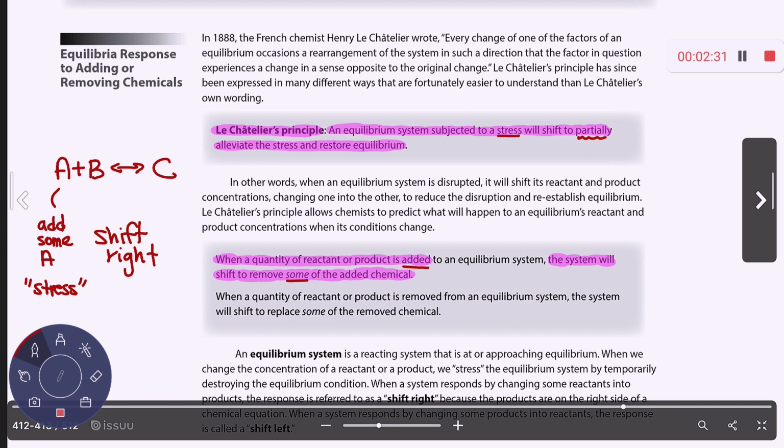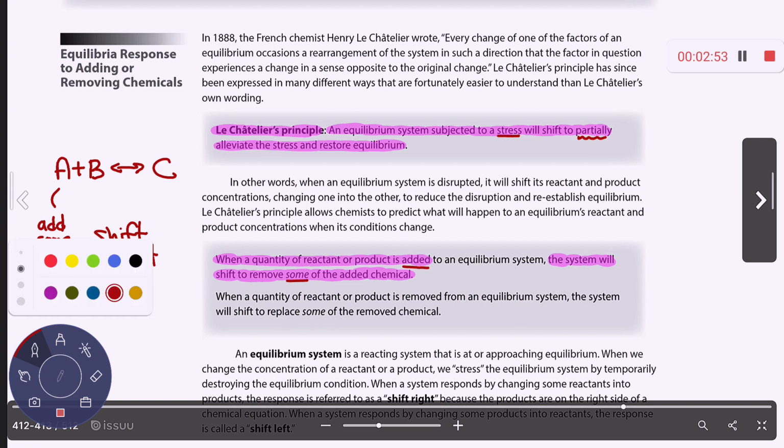So basically, when I shift to the right to remove some of the A, that means I'm going to produce more C. So C will go up. I'm going to consume B, so B will go down. But since I'm not able to consume all of the A that I added, A had gone up overall. Does that make sense? Okay.